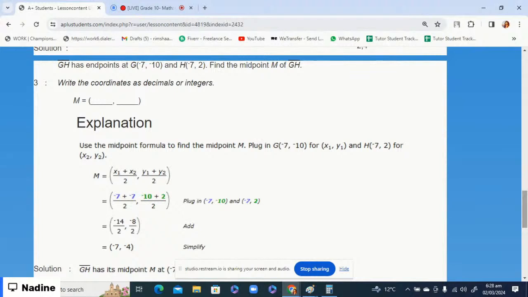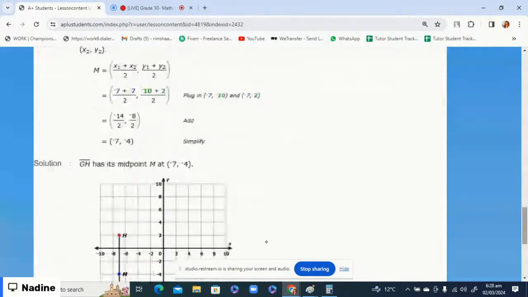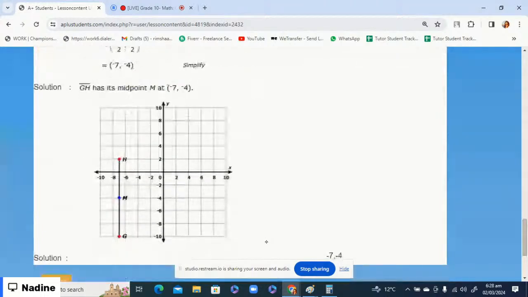So what are the points? These are minus 7 and minus 4. Which quadrant does it lie on? Minus 7 and minus 4 in the third one. Okay. So for this quadrant, it's minus 7 and it's minus 4 here. This blue is the point. Okay.